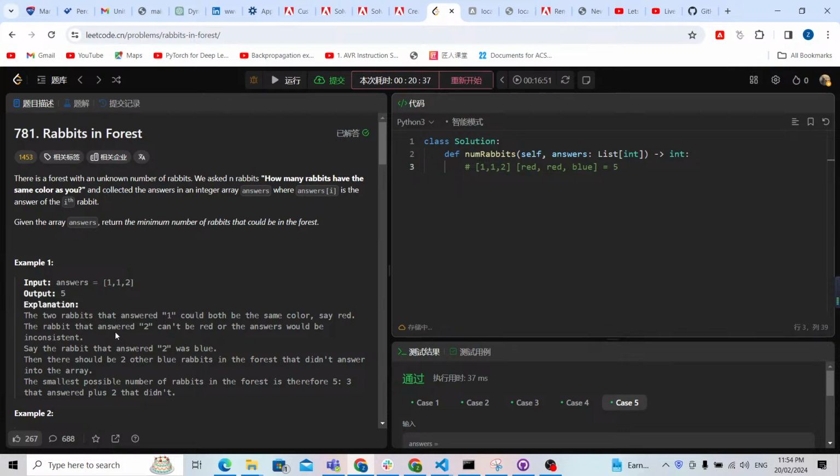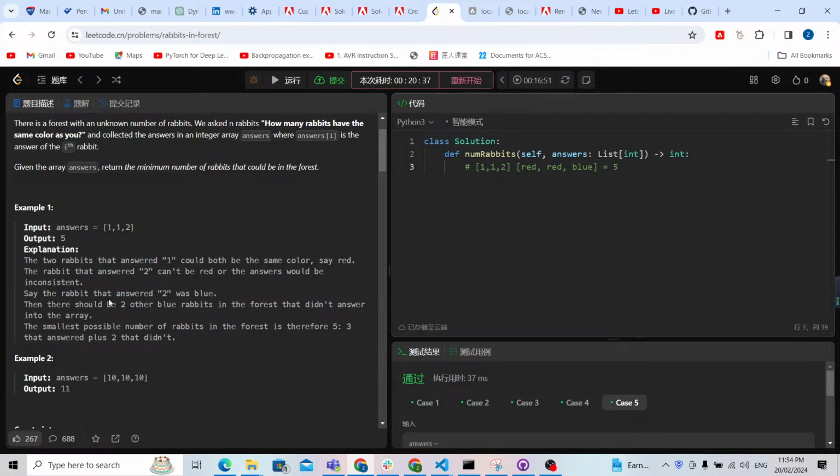So this is the first example. It is explained exactly like that. So in total, it's going to be 5. Let's check this number 2 was blue. Then there should be 2 other blue rabbits in the forest that didn't answer in the array. Maybe 2 other blue, or maybe 2 other black or other colors, but definitely not red. So this is the minimum.